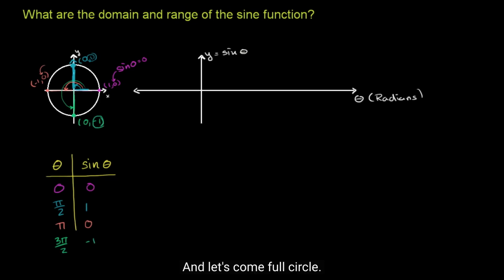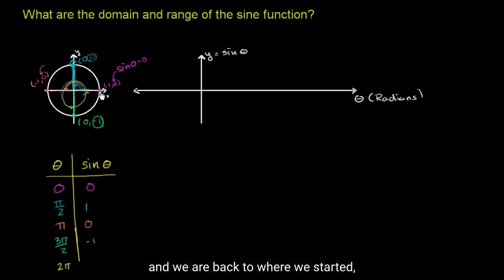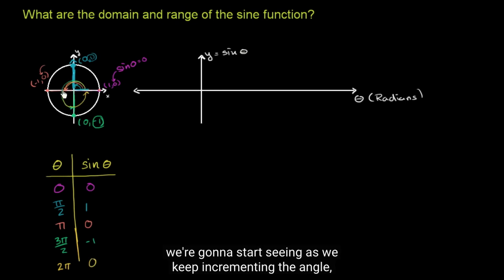And let's come full circle. Let's go all the way to theta equaling 2 pi. Let me do a color. I'll just use the yellow here. What happens when theta is equal to 2 pi? Well, then we've gone all the way around the circle, and we are back to where we started. And the y-coordinate is 0, so sine of 2 pi is once again 0. And if we were to keep going around, as we keep incrementing the angle, we're going to start seeing the same pattern emerge again.